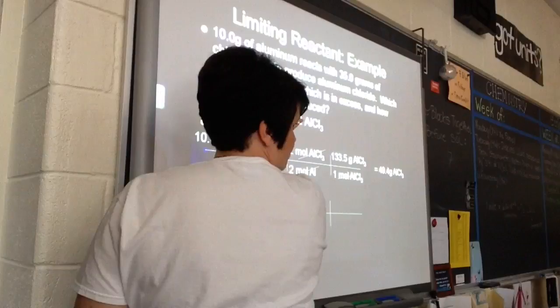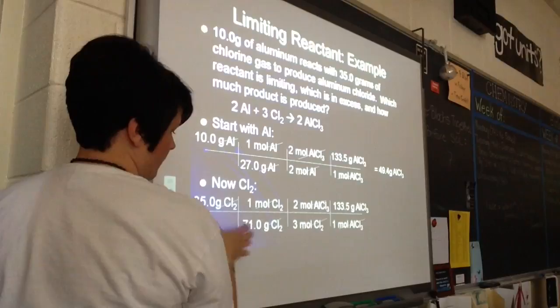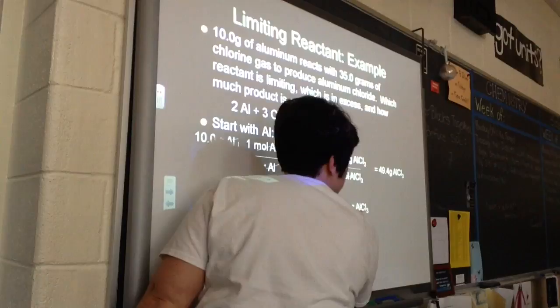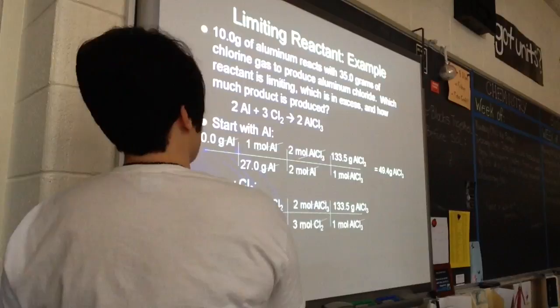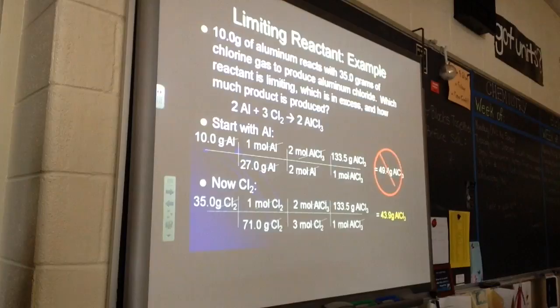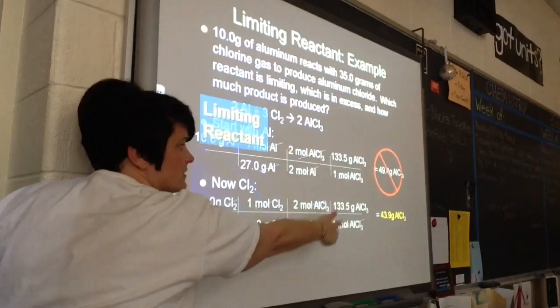Okay, so we look at chlorine. We set up our problem. We start with 35 grams of chlorine. How much of the same product can we make? If we have this much chlorine to start, this is how much product we can get. Which of them is in the smaller amount? Which one makes the smaller amount?